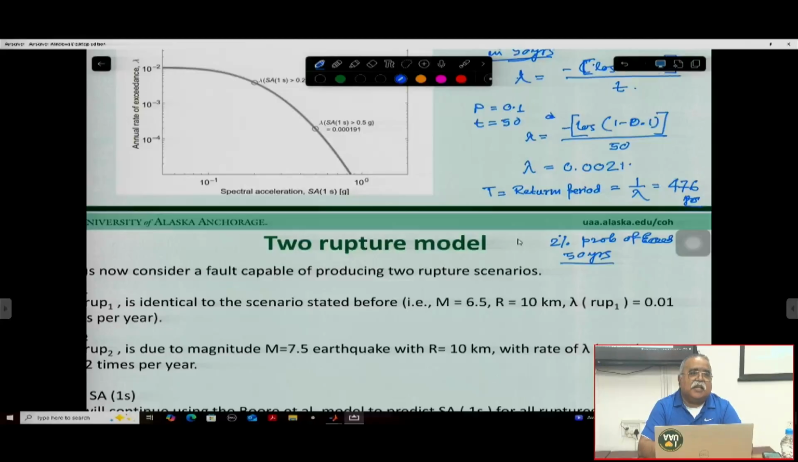2478, 2475, right? So that TR comes out to be 2475 years. So you can understand that the construction at that particular site has to be made in such a manner that the value will not be exceeded in 2000 years. That means it will be a much stricter type of construction, right?